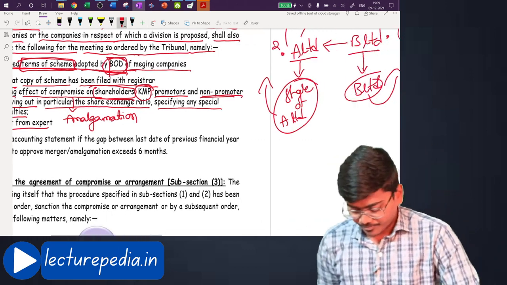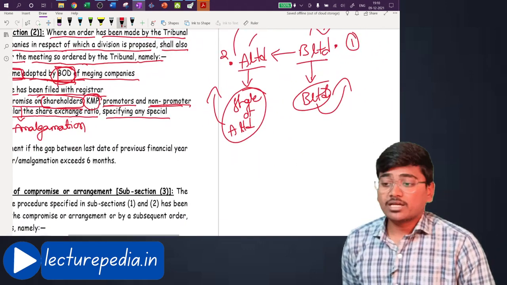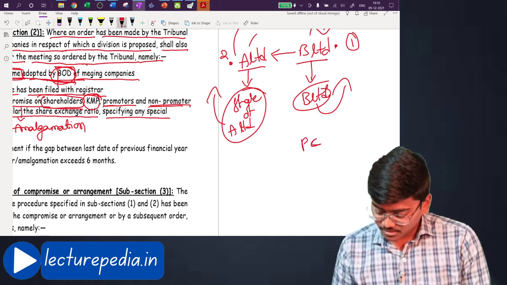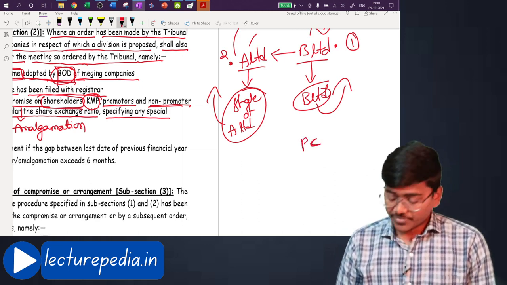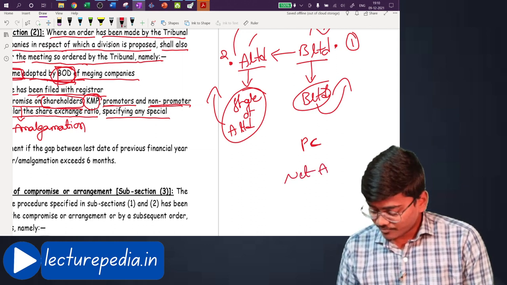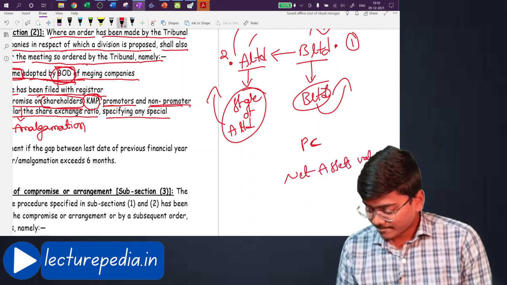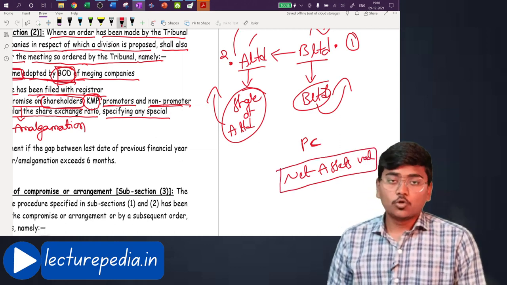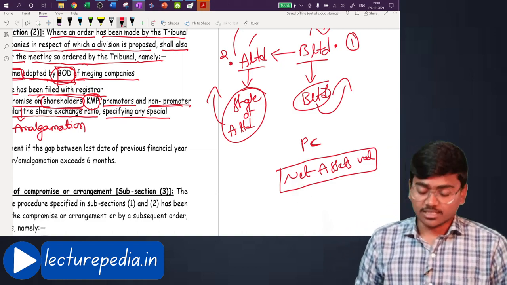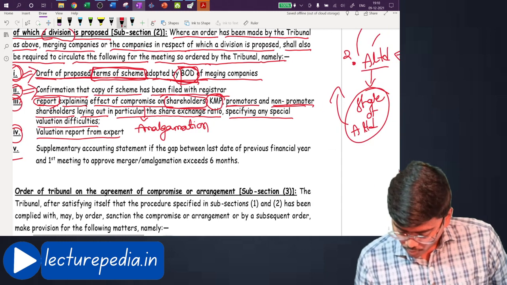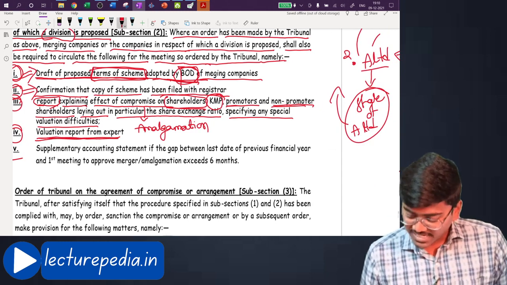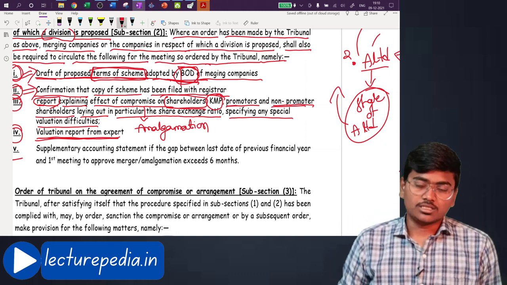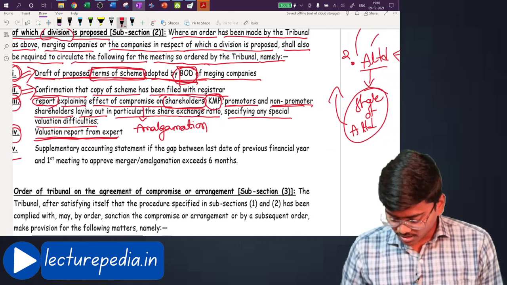See, in the present case we are amalgamating. For the purpose of amalgamating, we have to calculate purchase consideration. How will purchase consideration be calculated? Based on the net assets value of transferor company. Who will calculate this net asset value? Valuer will calculate. That is the reason why the valuation report from the expert calculating that net asset value should also be sent along with the notice of this meeting. That would be the fourth requirement.